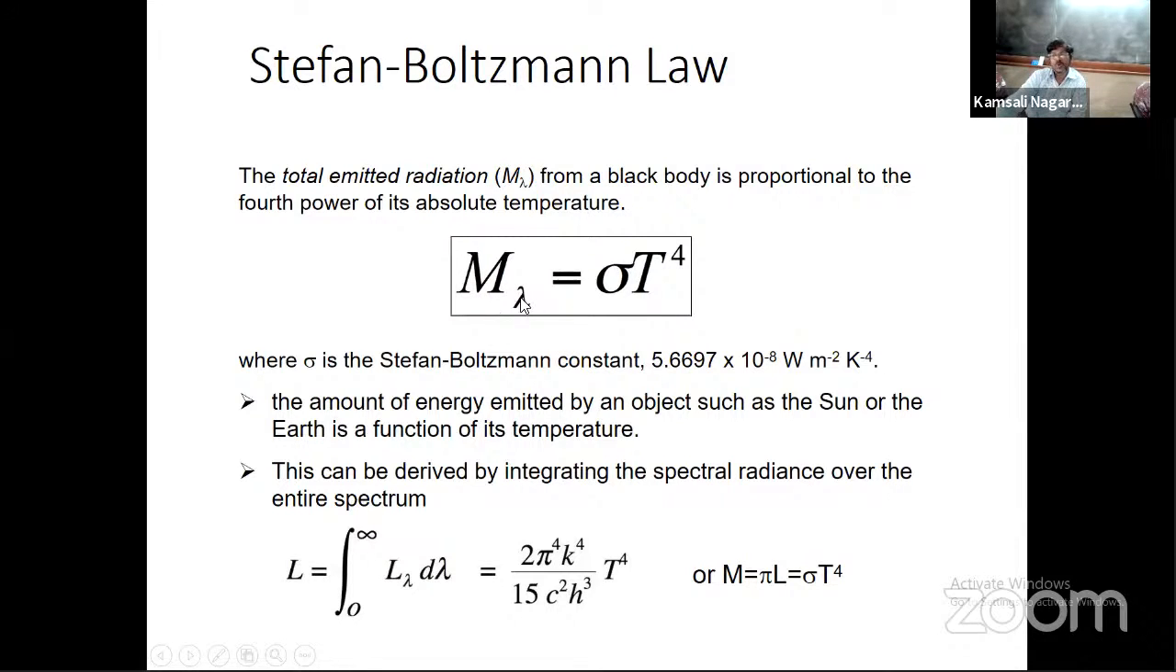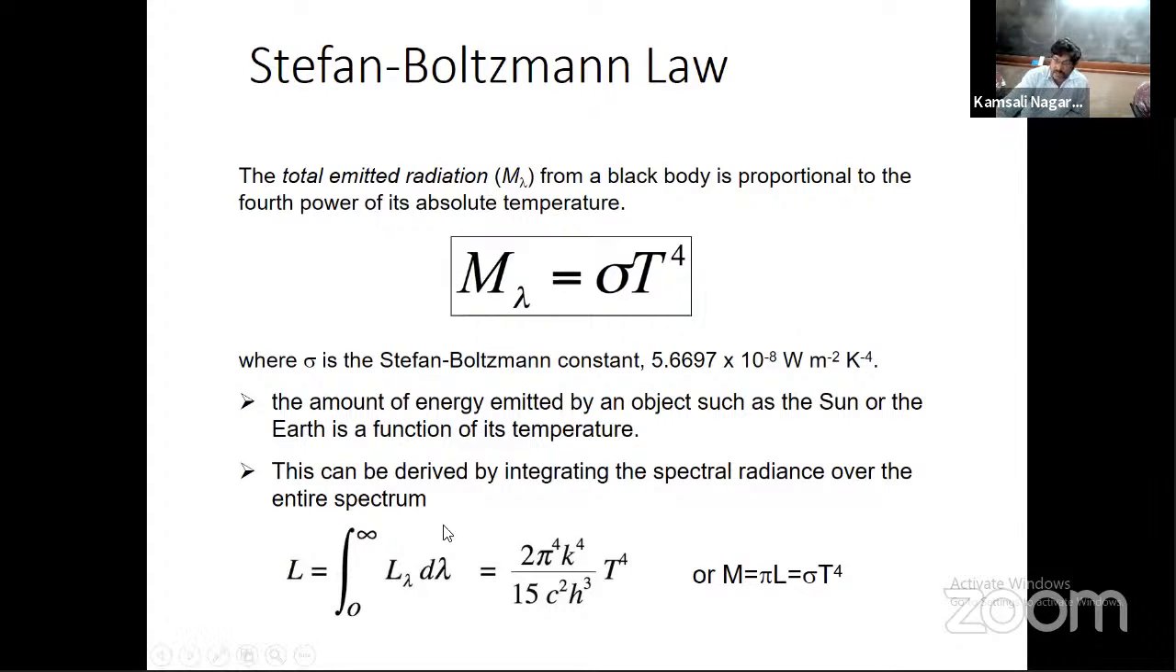The emitted radiation is also a function of the wavelength. For different lambdas you will get different values. Even for a given temperature, say 6000 Kelvin, it has some value, and at about 300 Kelvin you will have emitted radiation showing a different peak lambda. The amount of energy emitted by an object such as the sun or the earth is a function of its temperature. The energy radiated by the sun differs from that radiated by the earth because they are at different temperatures.